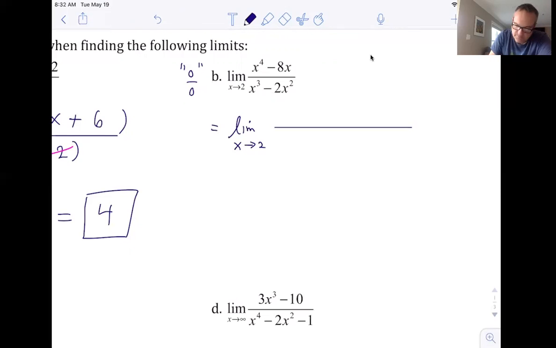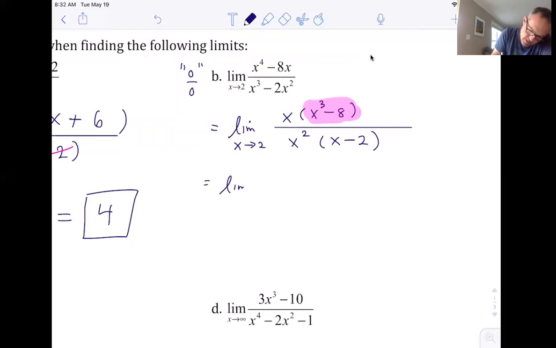Up top, I can factor out an x, right? If I take out an x, I'm left with x cubed minus 8. In the denominator, I can take out x to the second. If I'm left there, I'm left with x minus 2. And oh my Lord, look what we've got up top. We got a difference of cubes. That's not good. So we can keep going here.